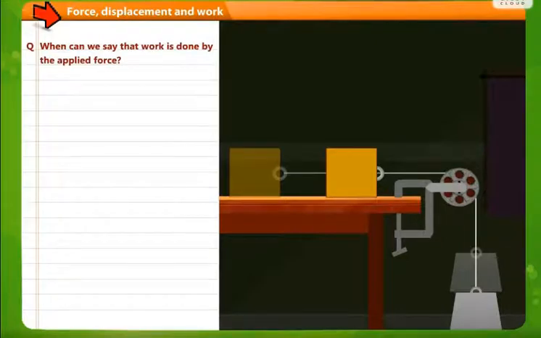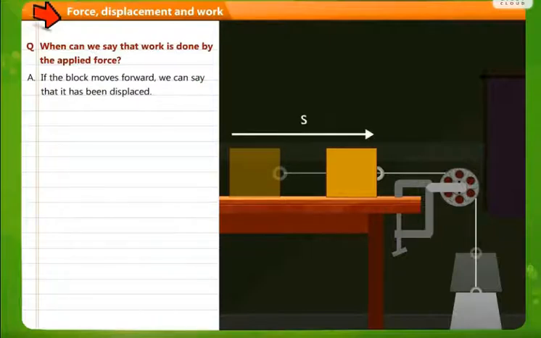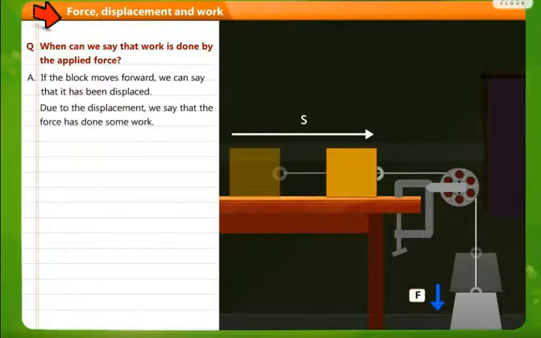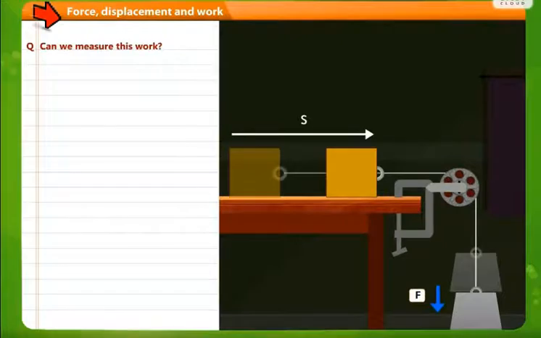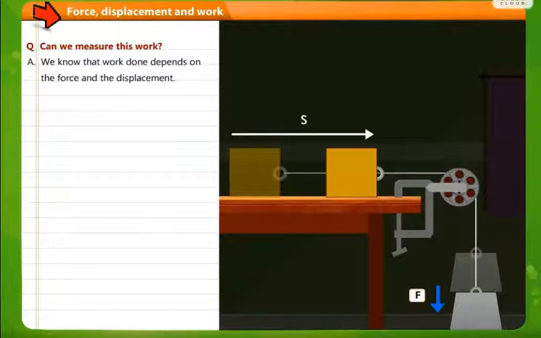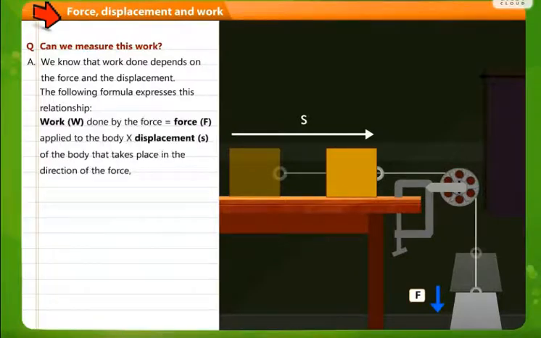When can we say that work is done by the applied force? If the block moves forward, we can say that it has been displaced. And when displacement takes place, we say that the force has done some work. Can we measure this work? We know that work done depends upon force and displacement. The more force you apply, the more displacement there will be. The following formula expresses this relationship.